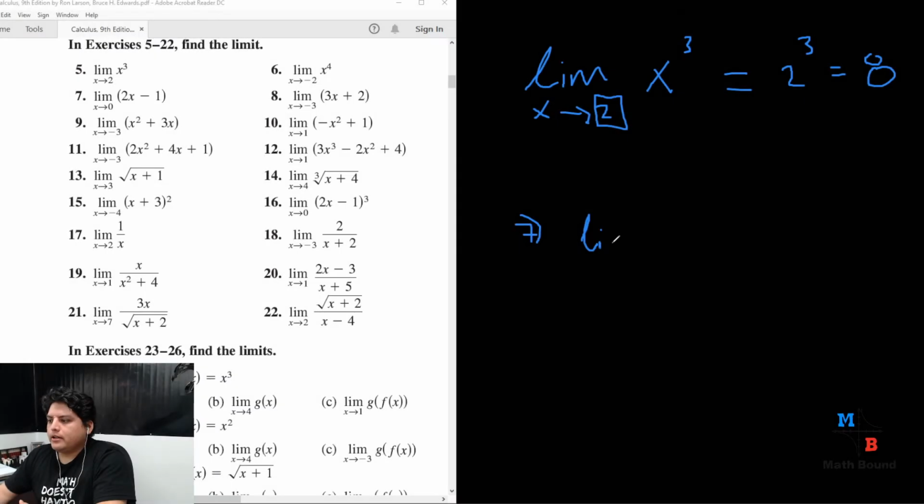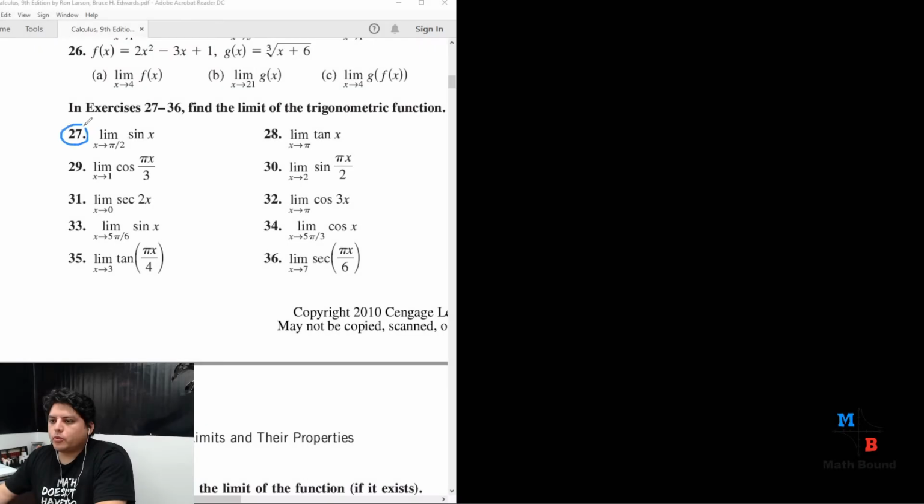What is the limit as x approaches 0 of 2x minus 1? Well, if we plug in 0 into the expression, we end up with 2 times 0 minus 1, and it turns out our limit is going to be equal to -1. So again, all we're doing is plugging in the value into the expression and calculating the value we get.